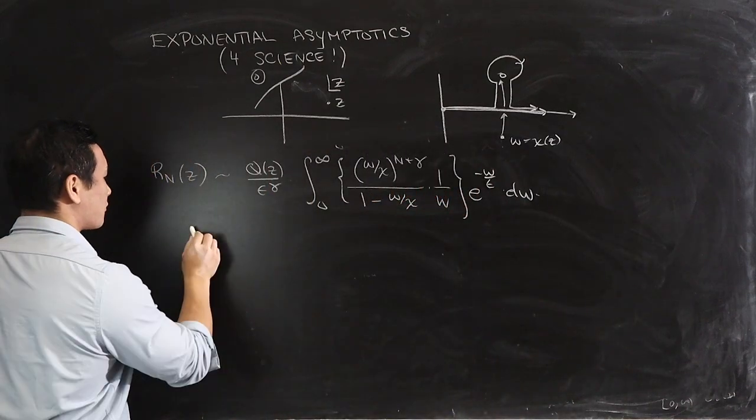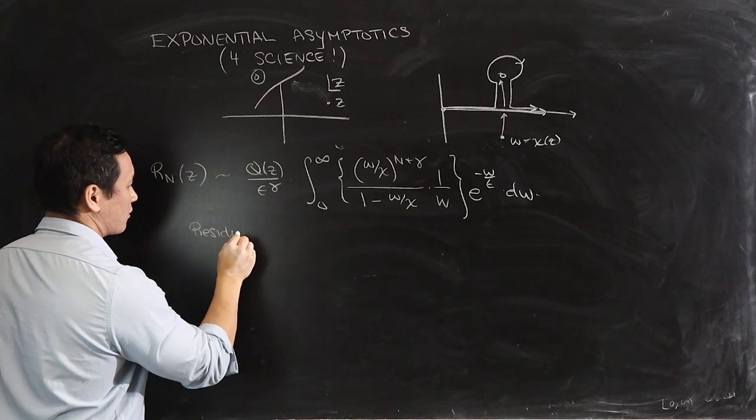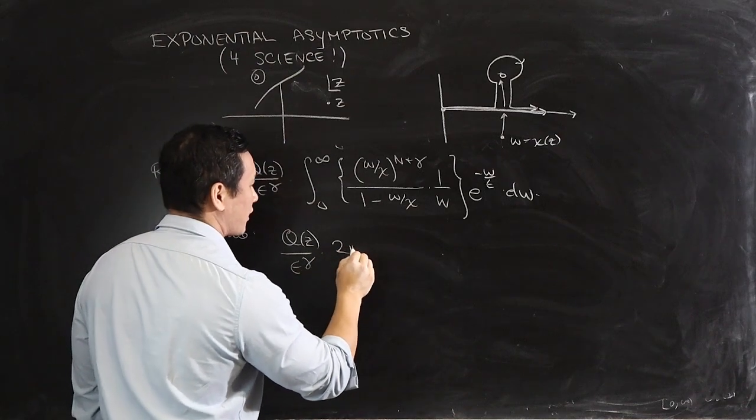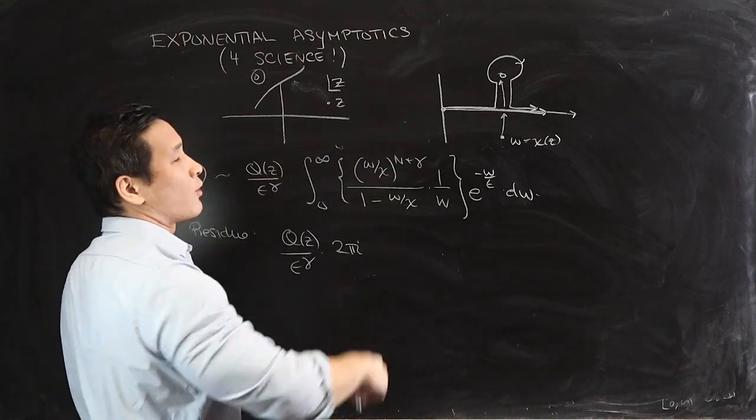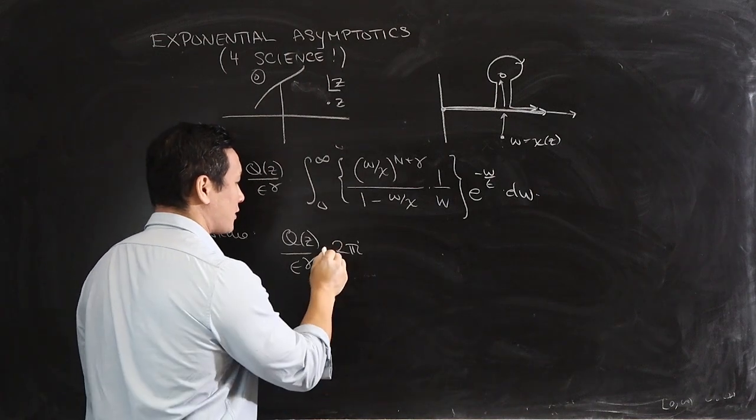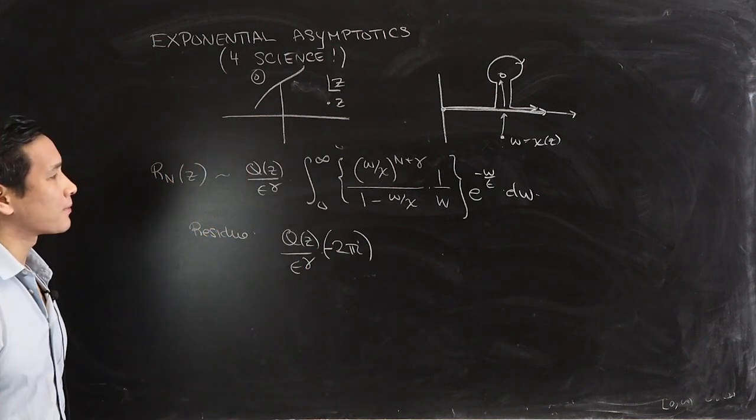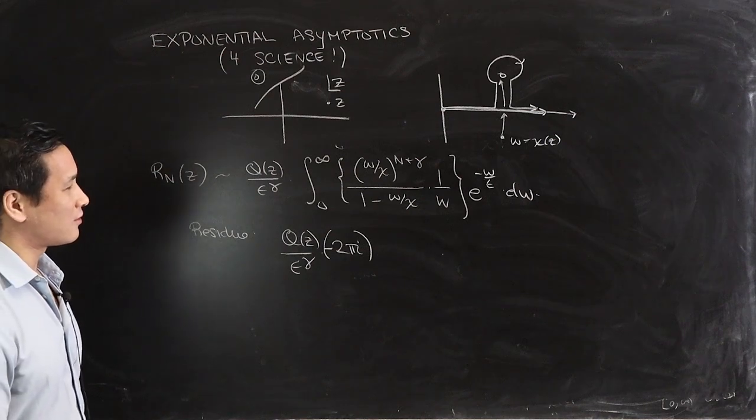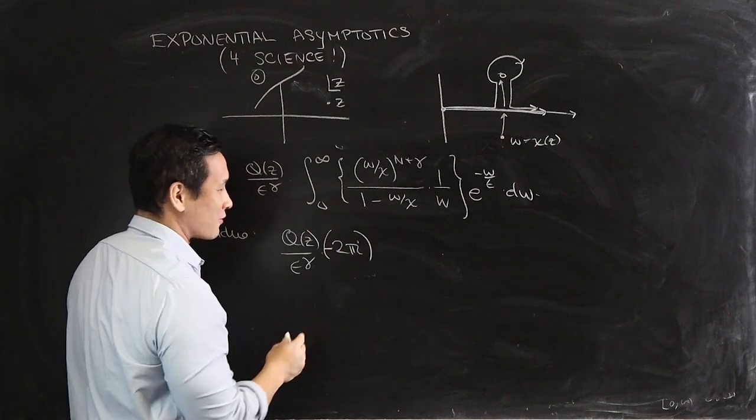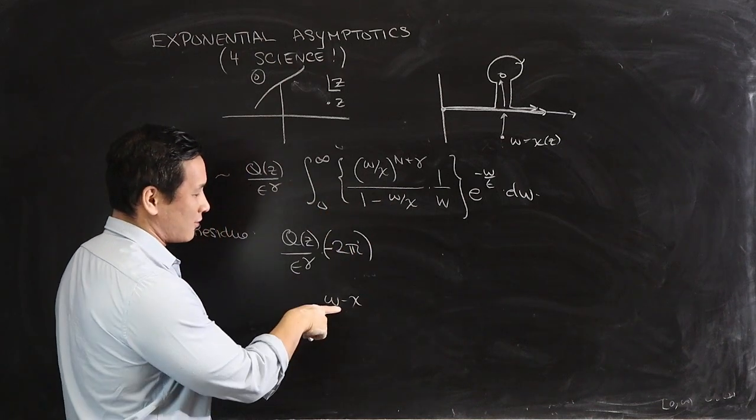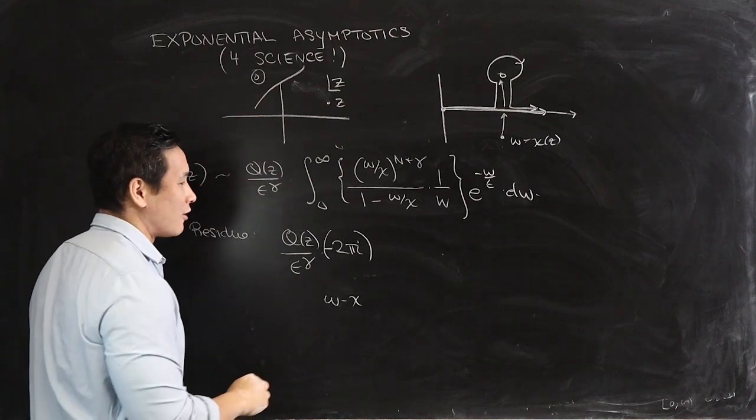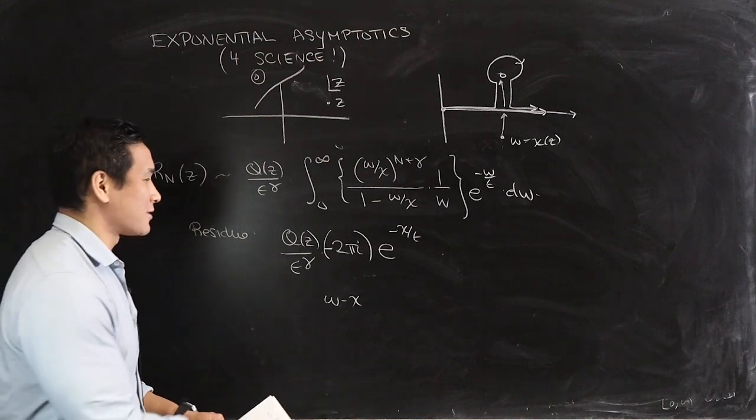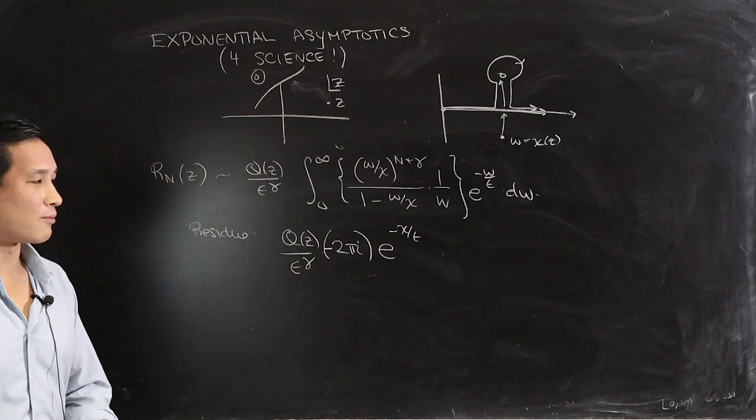Well, the residue will be q of z over epsilon to the gamma times 2 pi i. If I cross it in that way, where I'm rotating clockwise, it'll be a minus 2 pi i. You can figure it out. You have to just rewrite this in a more convenient way. Then you'll have a factor of chi out there. But you can double check that the residue contribution, when that happens, is exactly the form that we initially predicted.